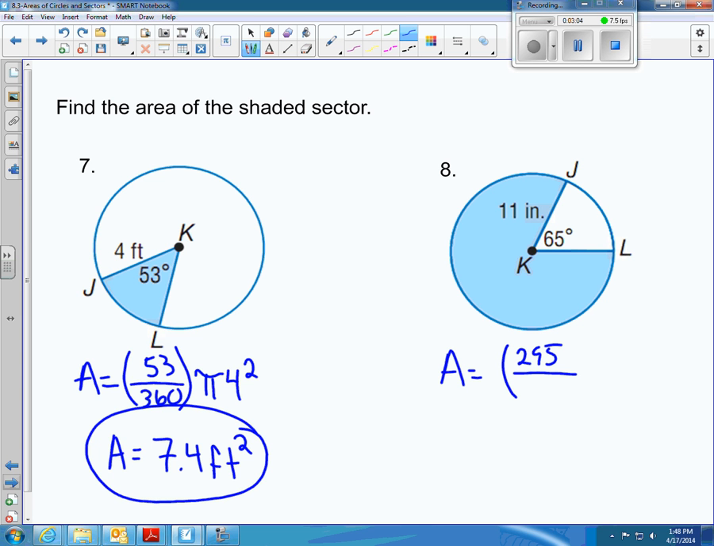Now, if you're not listening to the video, you're going to have no idea where 295 came from. Then pi times our radius squared. Type it into our calculator. Again, let's round to 1 decimal place, the nearest tenth. That's going to get us an area of 311.5 inches squared.